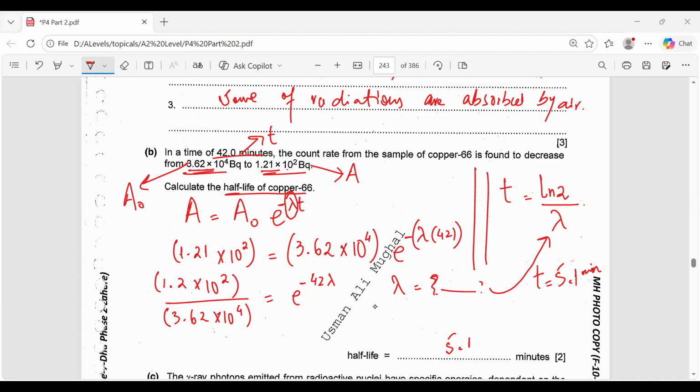So students, we are going to stop here, right? Almost 2 minutes are remaining. So we have ended up with the nuclear physics part.